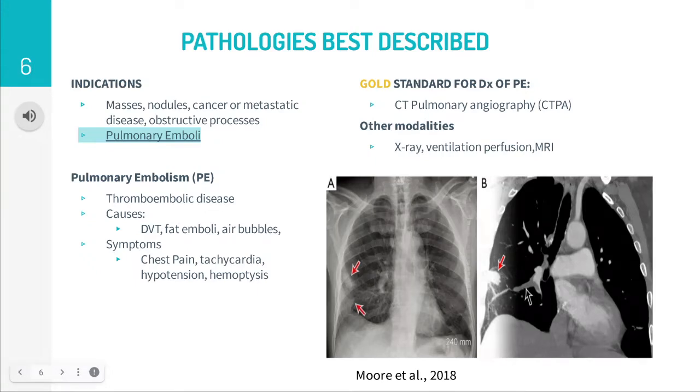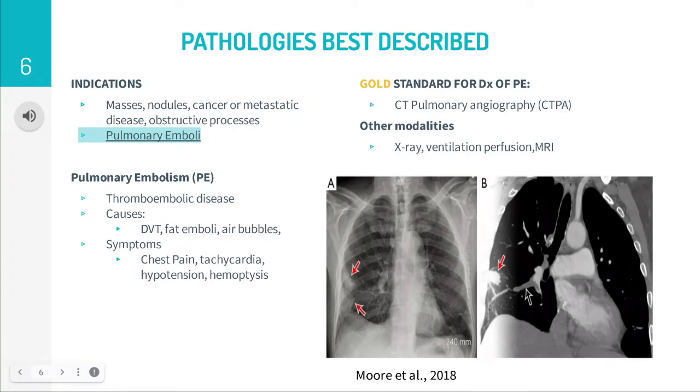This is a thromboembolic disease which can be caused by fat emboli or air bubbles that have lodged themselves inside the pulmonary arteries, but is mostly caused by deep vein thrombosis, or DVTs, which is essentially a clot originating in the deep vein of the leg, and it travels up to the lung, blocking the pulmonary artery.